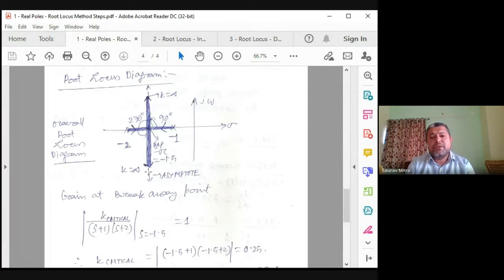And last thing, we are finding out what k is. That is, k marginal. K marginal is different, k critical is different. K critical means the system gain k when zeta is equal to 1. That means at the breakaway point, what is the system gain? That is called k critical. And what is k marginal? K marginal is when this root locus goes and touches the j omega axis. There we are finding 2 points. One is omega marginal, the frequency at which k marginal is produced. So k marginal and omega marginal we find from the Routh-Hurwitz criterion.